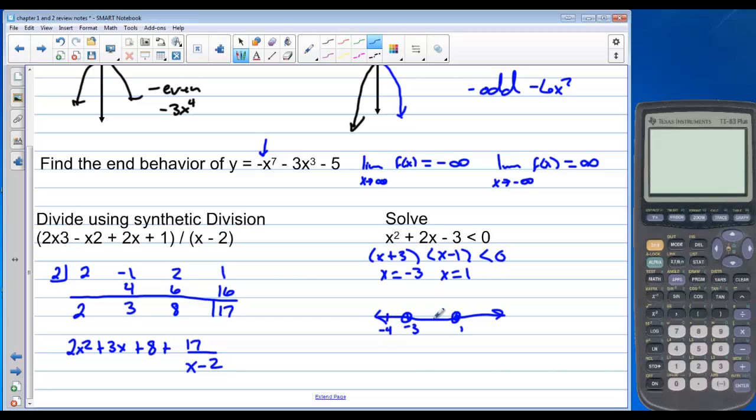Let's check negative 4. We can check 0. And we can check 2. So when we plug negative 4 in, we get negative times a negative, which is a positive. When we plug 0 in, we get positive times a negative, which is negative. And when we plug 2 in, we get a positive times a positive, which is positive. So this function is less than 0 in between negative 3 and 1. So the solution is negative 3 to 1.